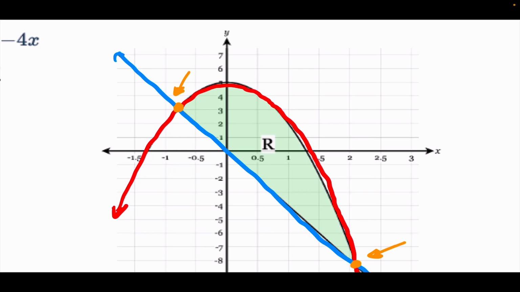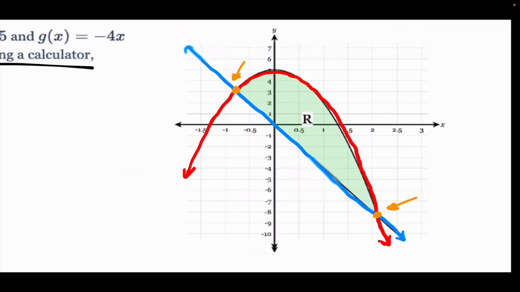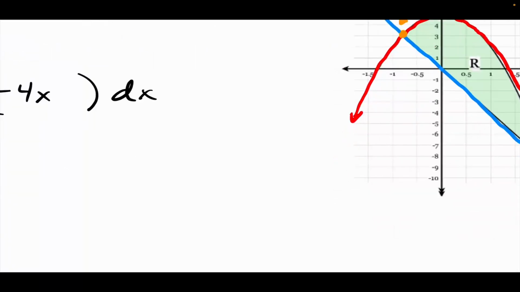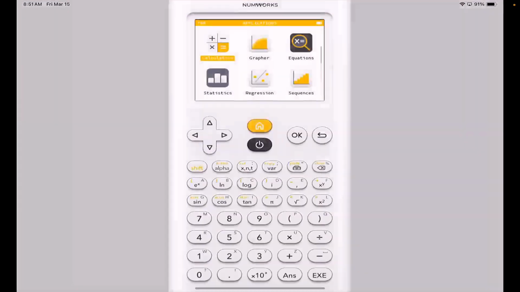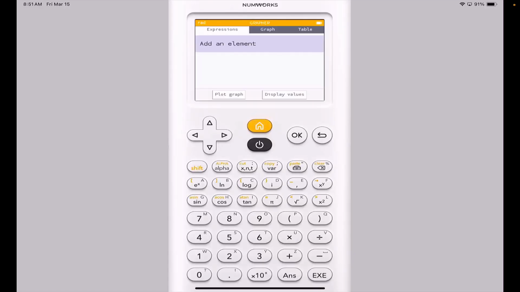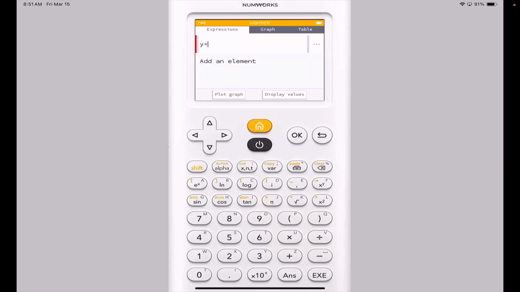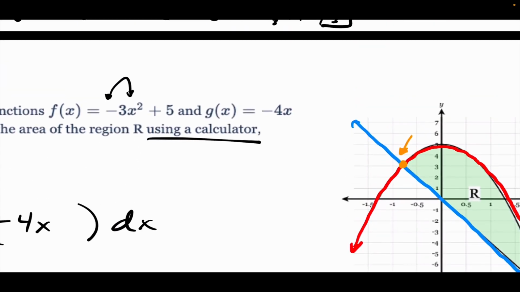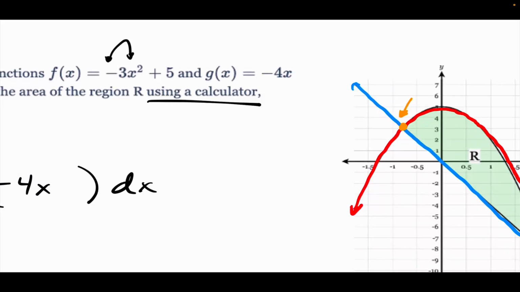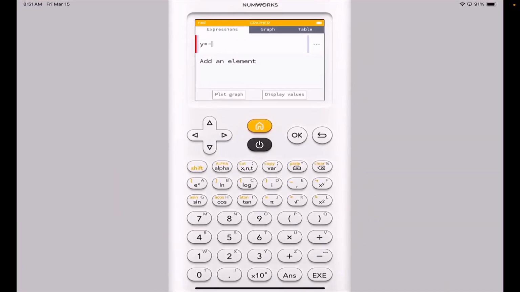Put them in your calculator. So let's go get the calculator and let's go put those two guys in. Let's go create that picture on our graph. It said we can use a calculator, so let's use a calculator. Okay, grapher. I want to put an equation in. The first equation is f of x, which is negative 3x squared plus 5. Negative 3x squared plus 5. Enter.